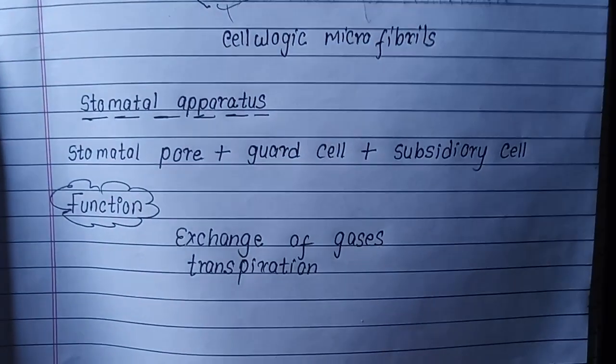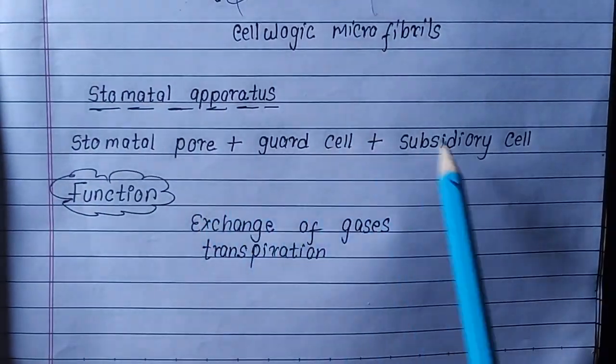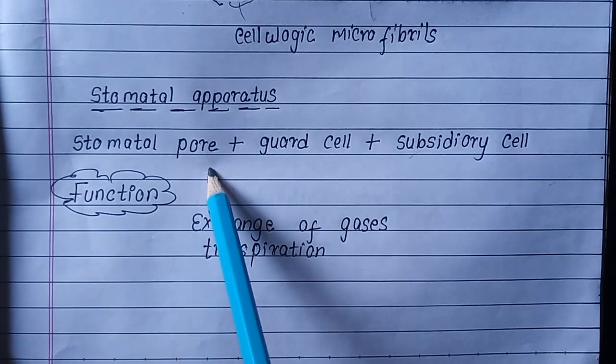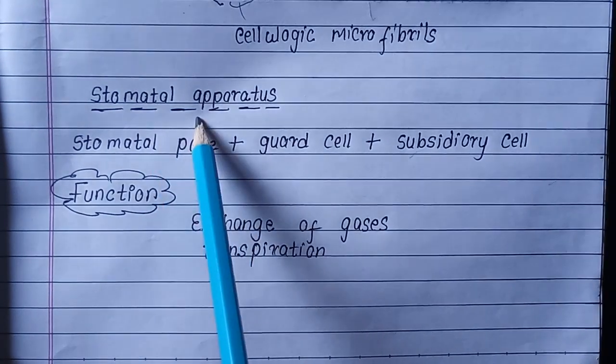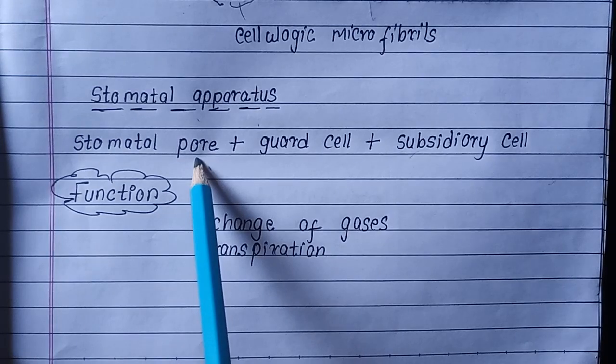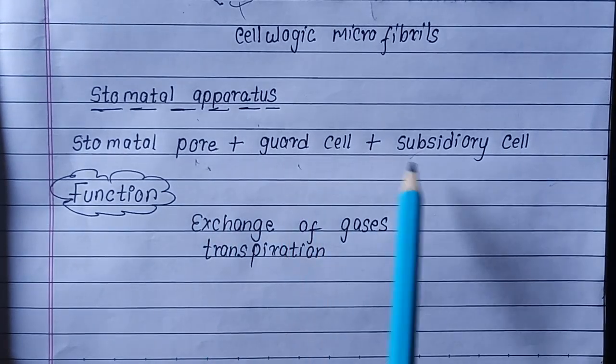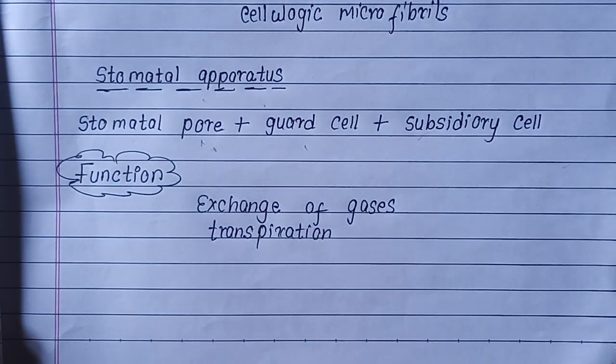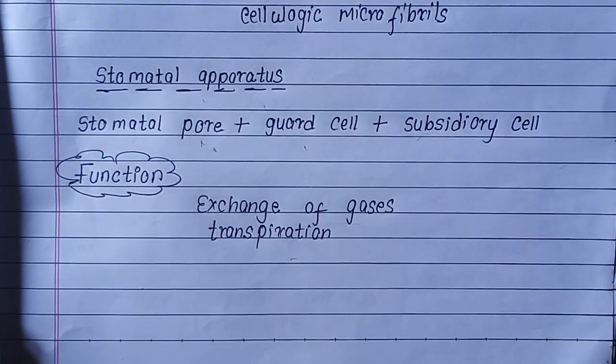And the stomatal apparatus. Three parts come under the stomatal apparatus. First one is stomatal pore, second one is guard cell, and third one is subsidiary cell. The function of stomata: exchange of gases and transpiration. Very easy.